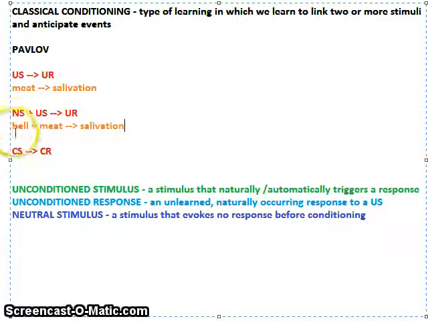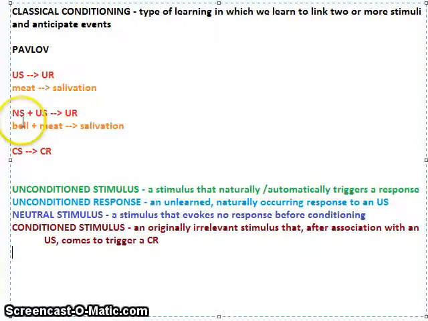Once that happens the first time, once the bell alone causes the dogs to salivate, then it is called a conditioned stimulus. So a conditioned stimulus is that originally irrelevant stimulus that, because it's associated with the unconditioned stimulus, triggers a conditioned response. So the very first time the bell alone causes the salivation, that bell is now called a conditioned stimulus. And because it is the bell that comes before the salivation and you no longer have to have the meat first, that salivation is now called a conditioned response. So a conditioned response is a learned response to a previously neutral stimulus that is now the conditioned stimulus.